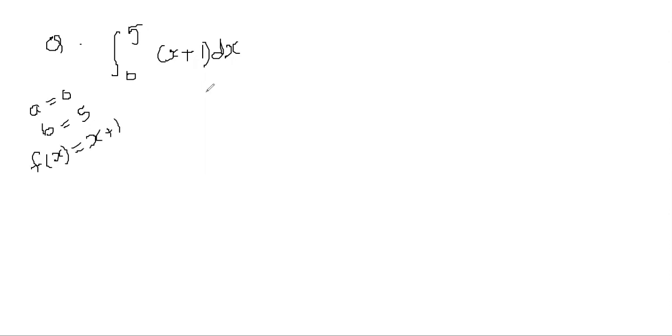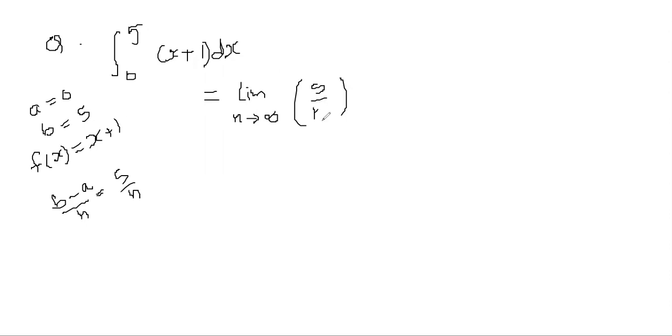Now if we compare it with what we studied, we'll write limit n tending towards infinity, (b minus a) upon n. So b minus a upon n, what will be that? 5 minus 0 upon n, which will be 5 upon n. So this is 5 upon n, which is actually the width of the rectangular strips. Now we take f of a. So f of a means f of 0.